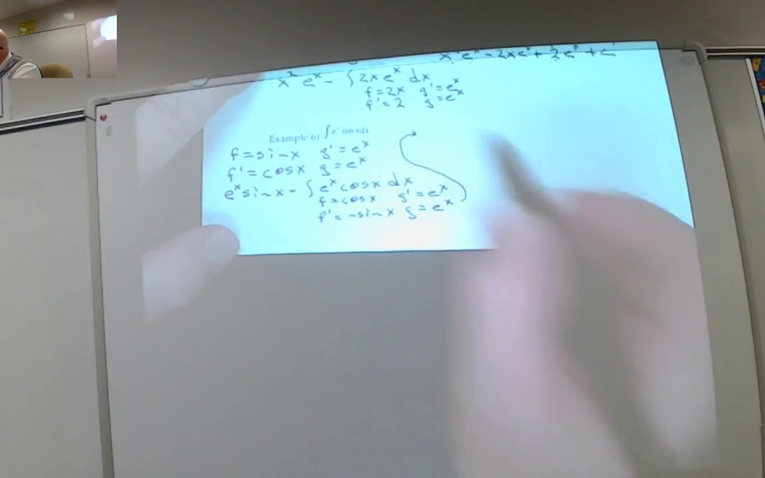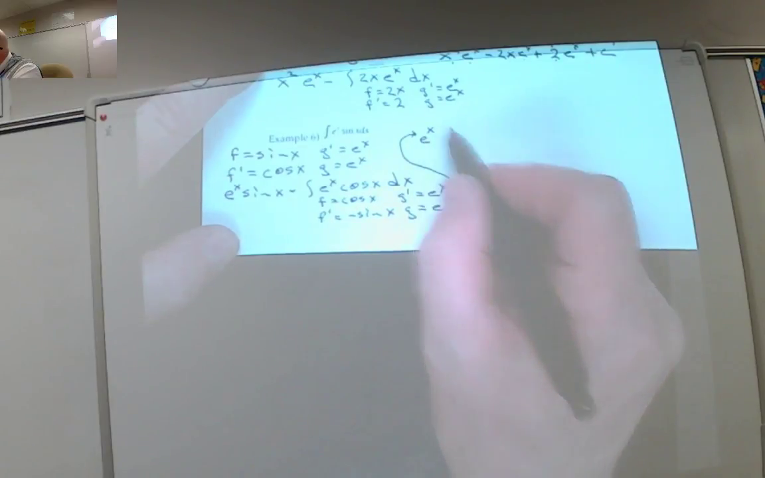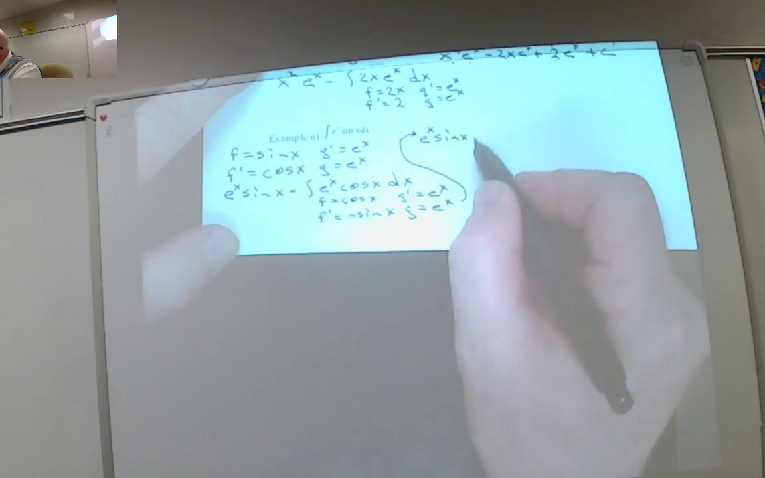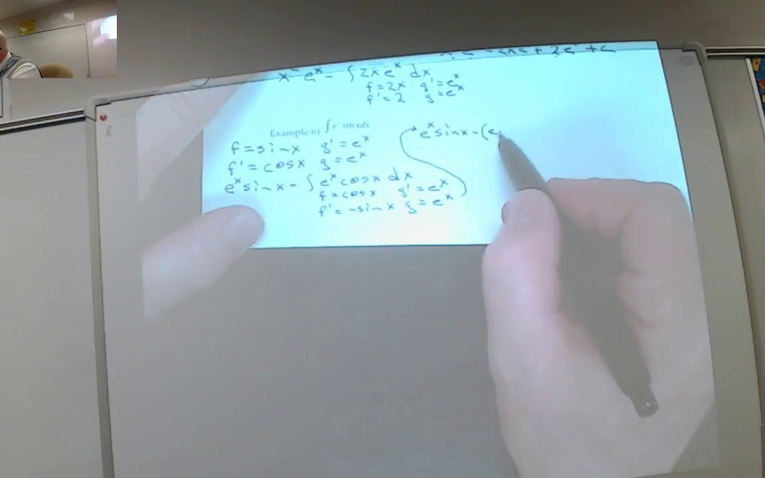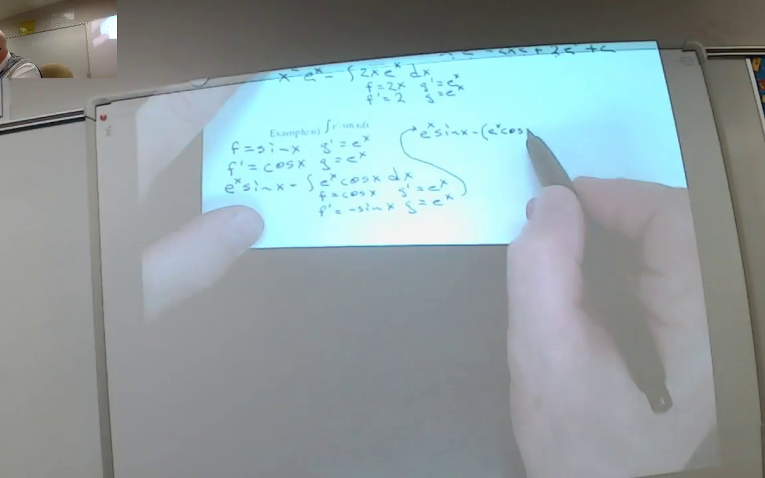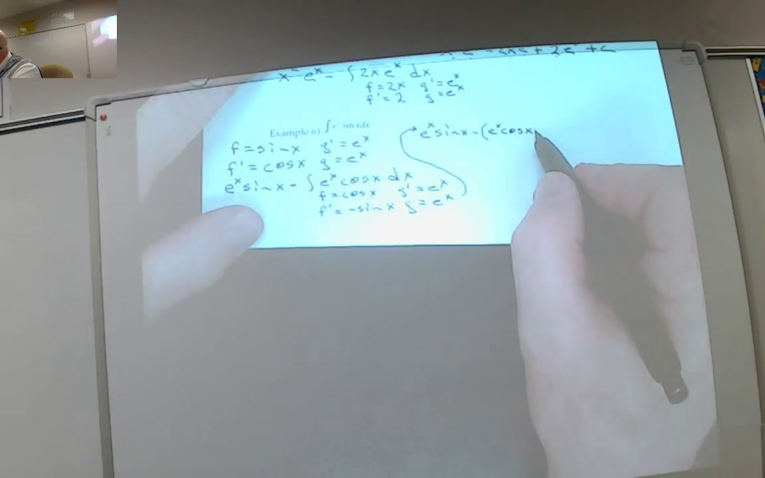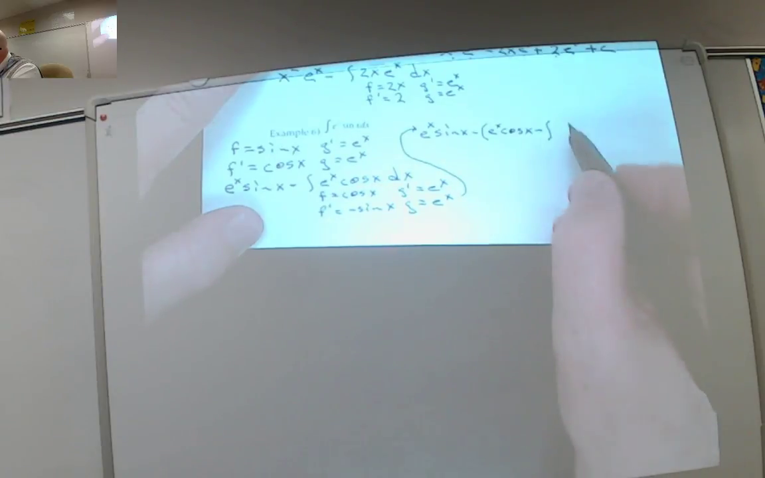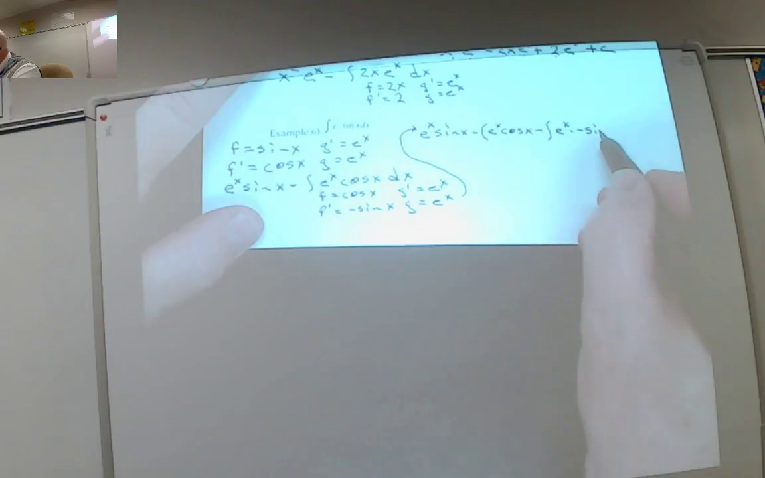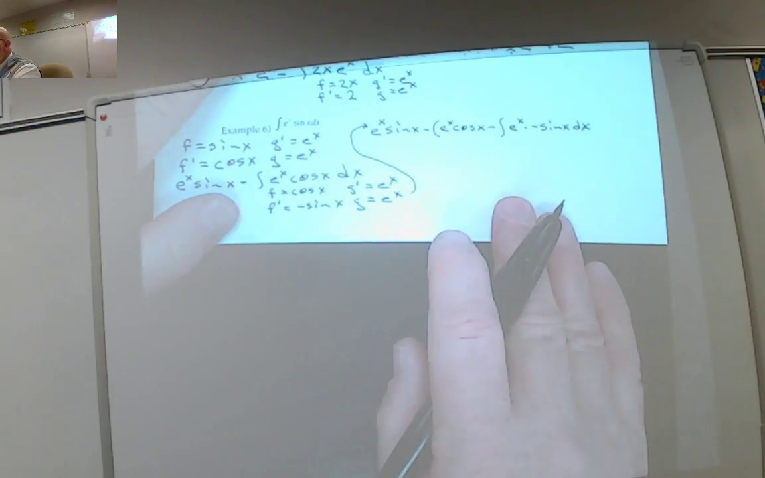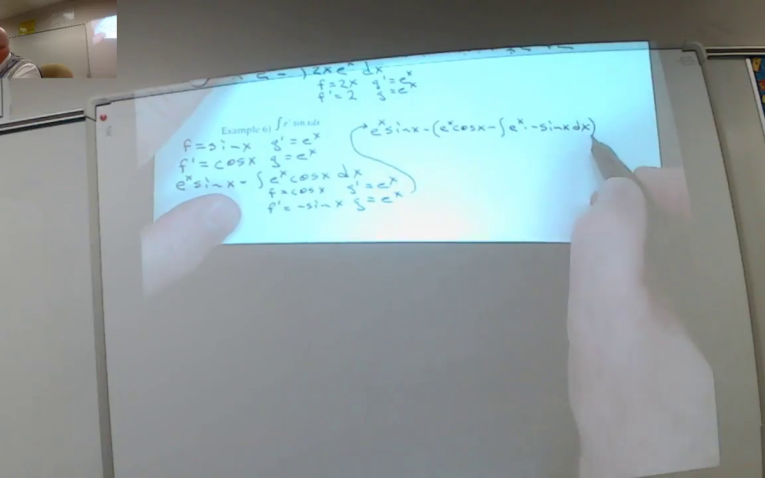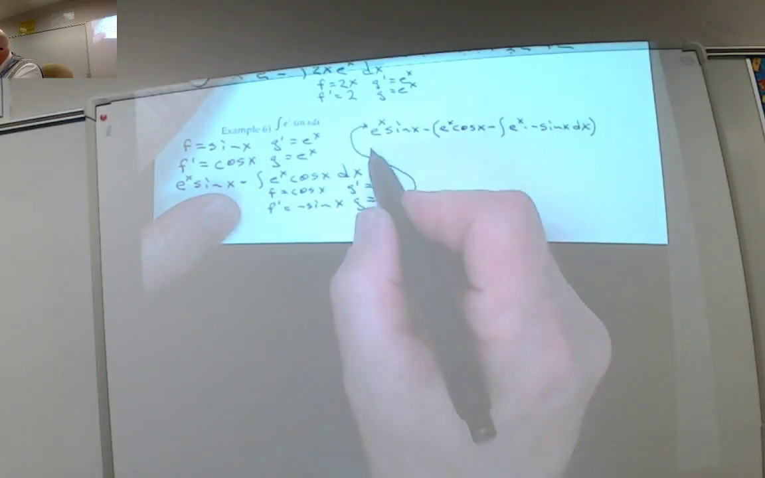So that gives me e to the x sine of x minus parentheses e to the x cosine of x minus e to the x times negative sine of x dx. Parentheses. So now I'm going to distribute.